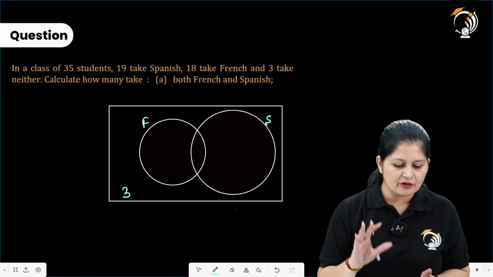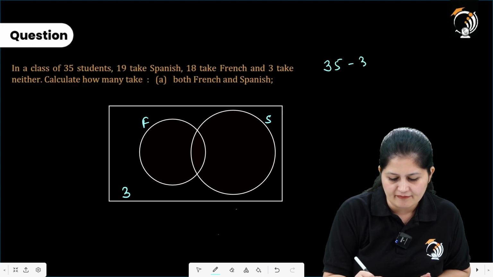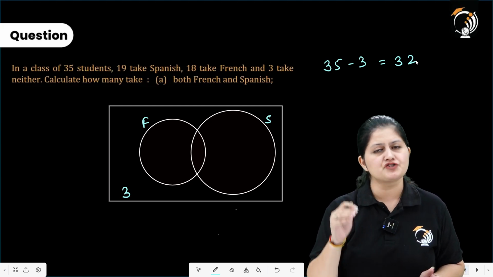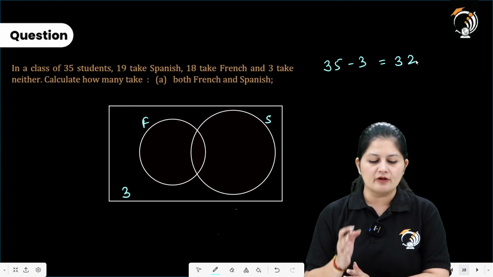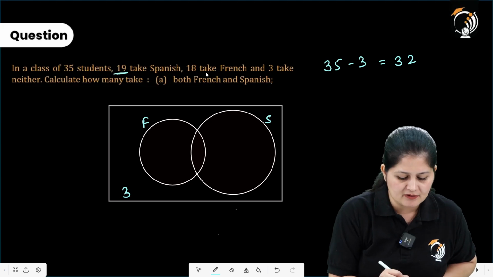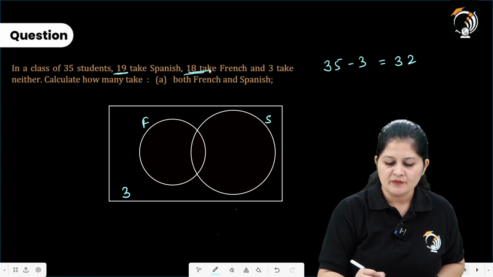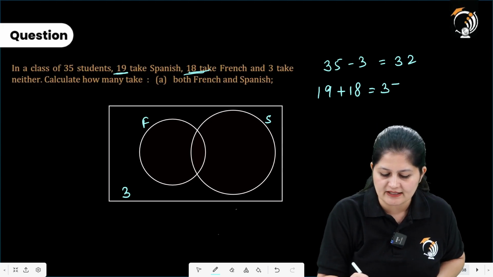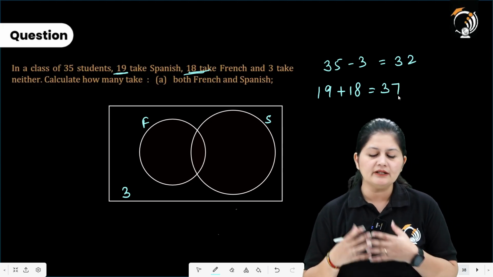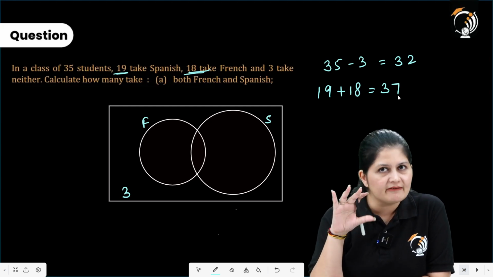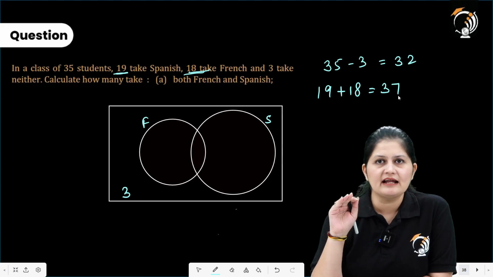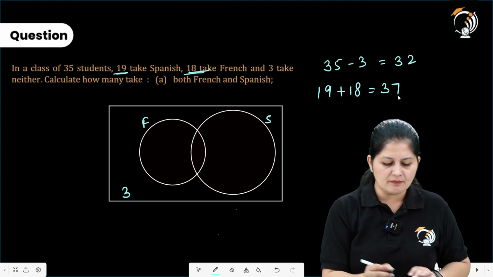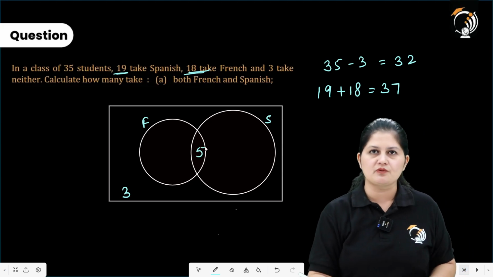So that means the students we are left with are 35 minus 3, so a total of 32 students take either Spanish, French or both. Now, the students given in Spanish and French are 19 plus 18, which is 37. But there are only 32 students left. So the 5 extra students are actually the ones who have taken both French and Spanish. Correct? So the intersection of both of them is 5.